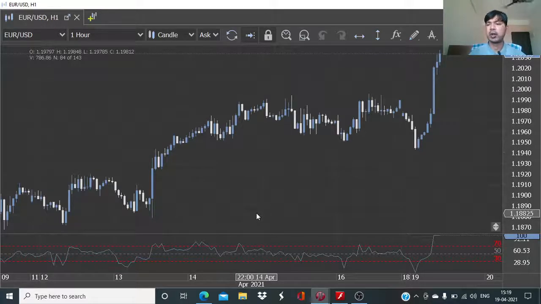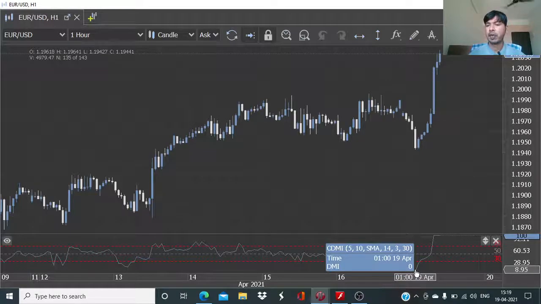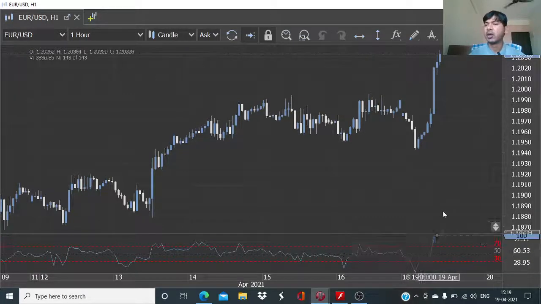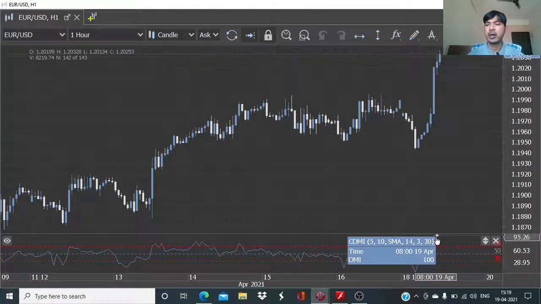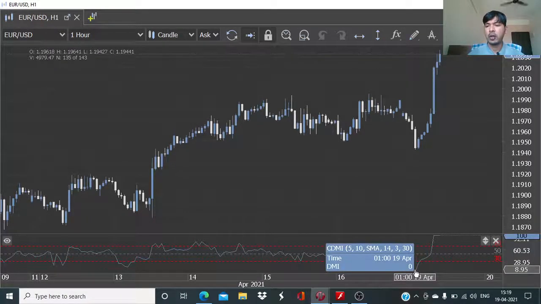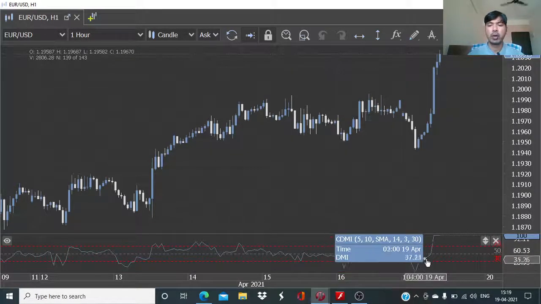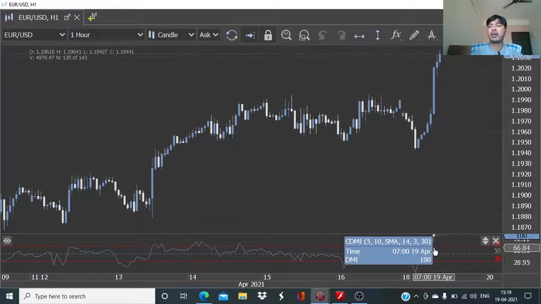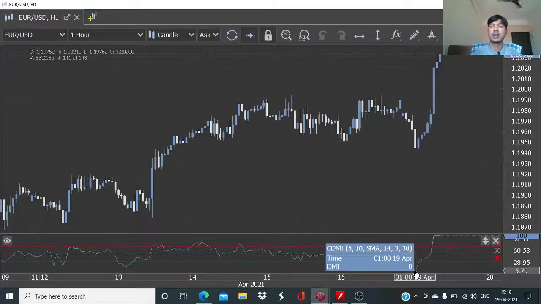This is the Euro USD chart on the hourly time frame where I have plotted the CDMI. And as you can see right now, the Euro USD is climbing quite rapidly. We have the CDMI value constant at 100, and it has traveled all the way from 0 to 100. And as you are aware, 50 is a decisive marker. Above 50 it is considered bullish, and below 50 it is considered bearish. And also along with that we have two other levels, the 30 and the 70 points. Above 70 it is considered overbought, and below 30 it is considered oversold.